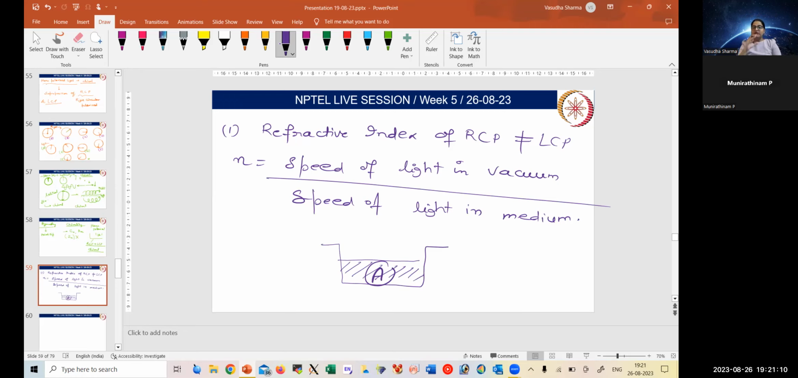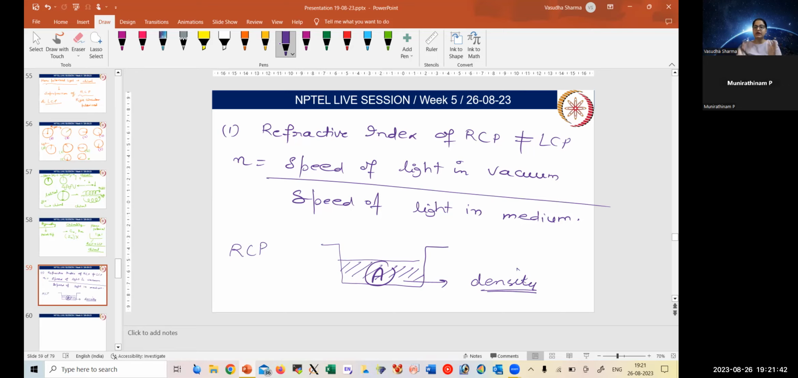So what happens when I'm passing the light that is coming from the vacuum or the air through a different medium? This medium would have a different density and a different speed of light. That can't be the same as what we see in the air or in the vacuum. So it varies. What if the RCP, that plane polarized light, which is going to pass through this, has one part with more speed compared to the other part? They both are not equal.